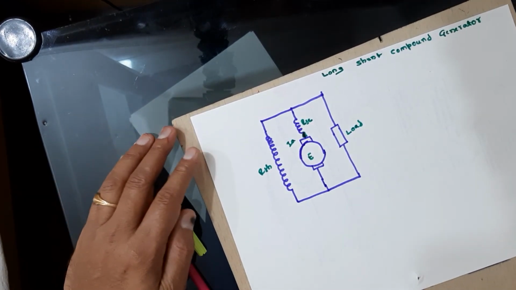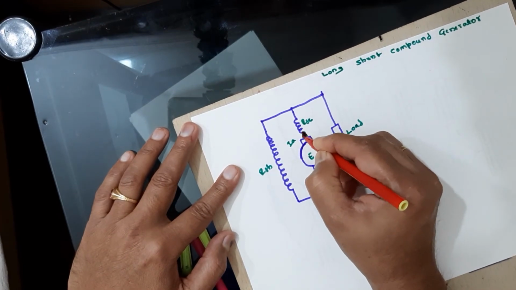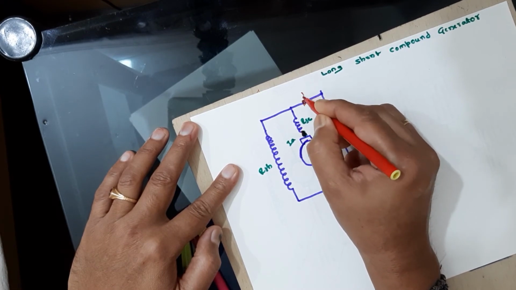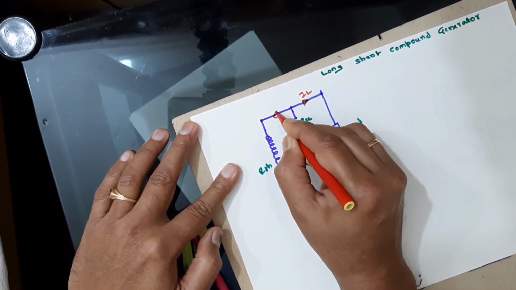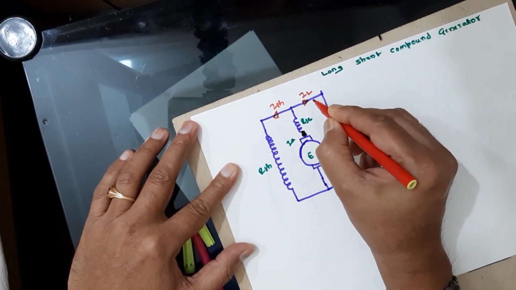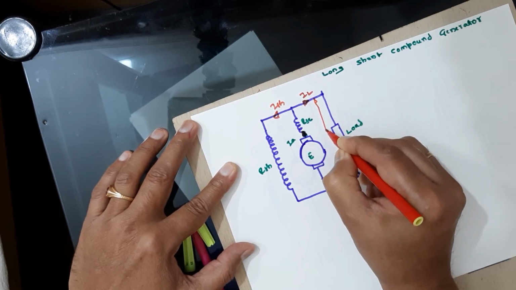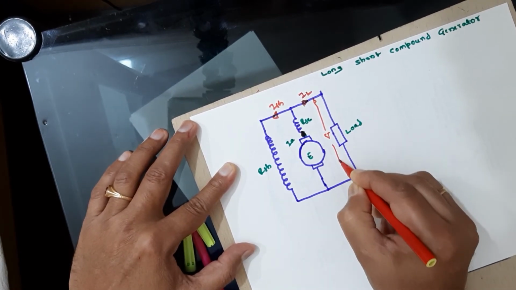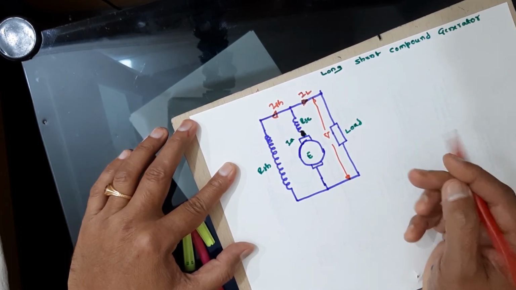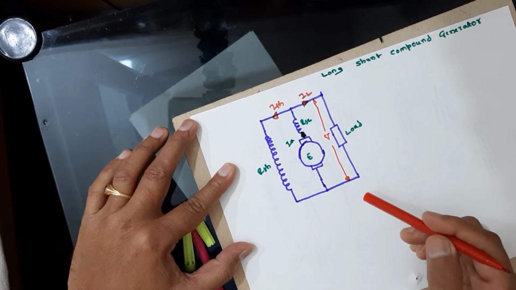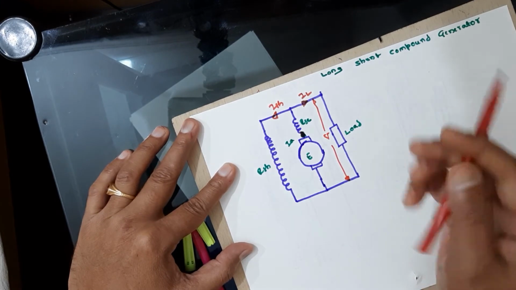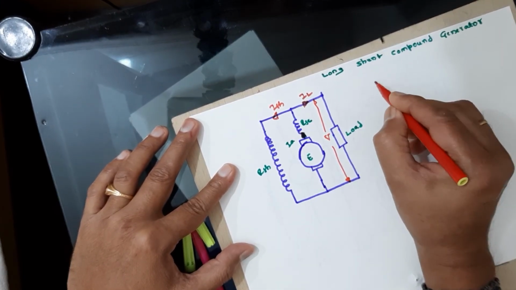Now this current IA once again has two paths here. One is IL and the other one is ISH. The voltage across the load is once again V, the terminal voltage V. Similar to the shunt machine, the voltage across the load is the same as the voltage across the shunt field.